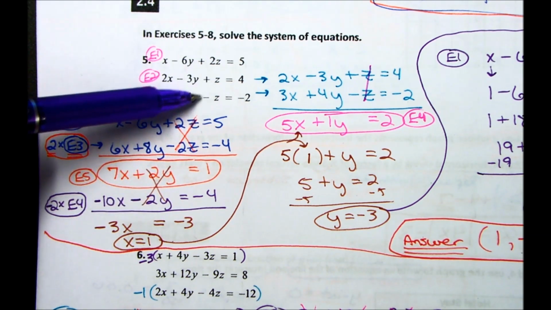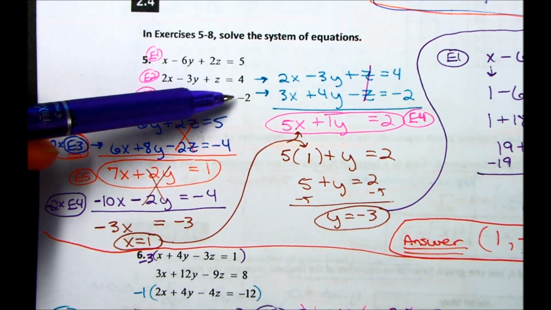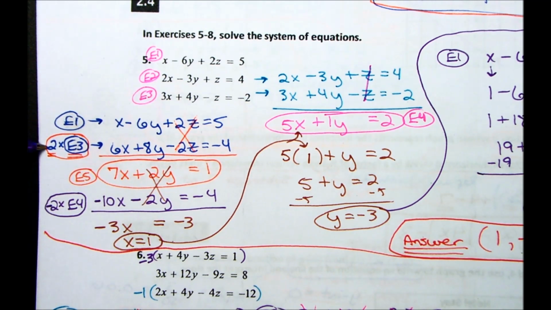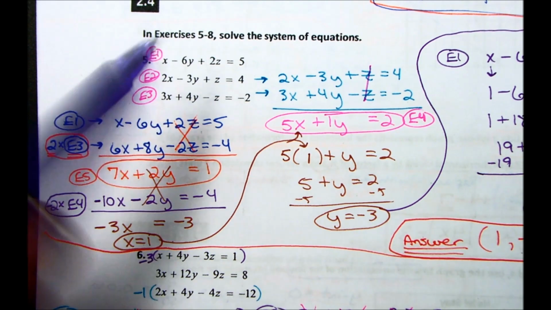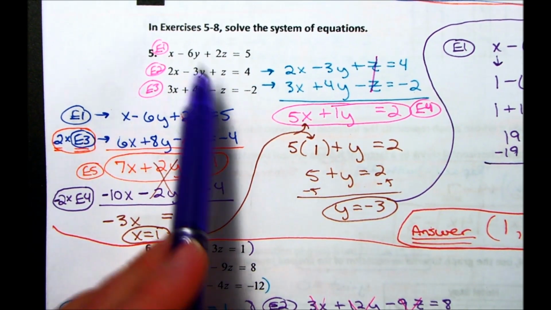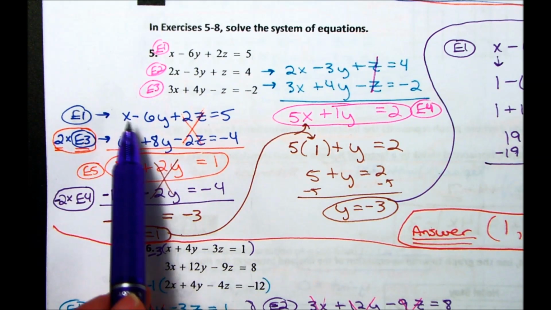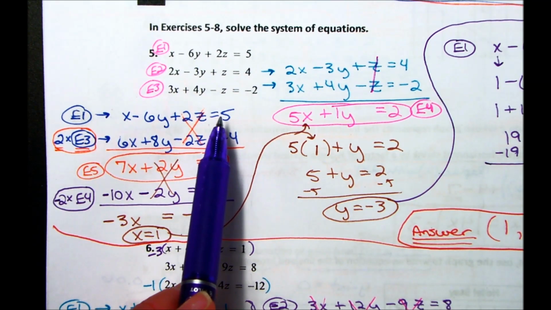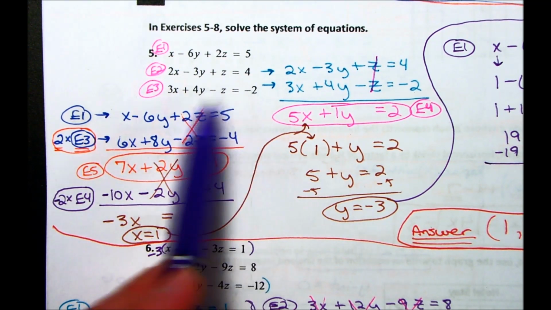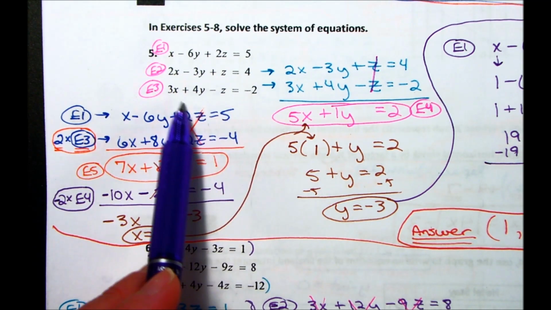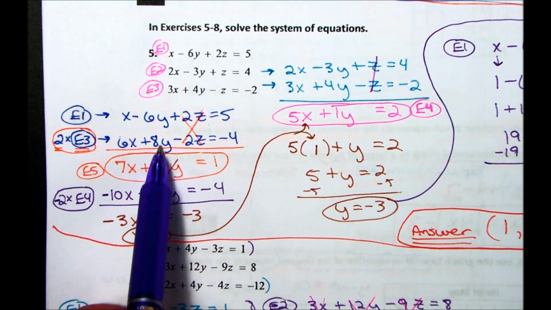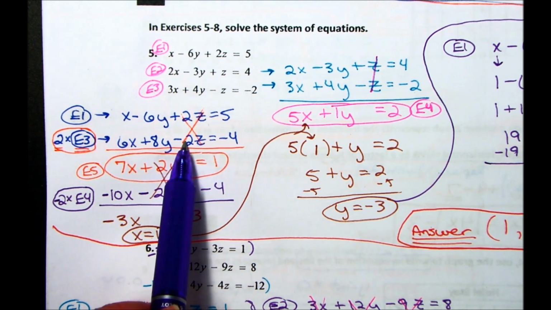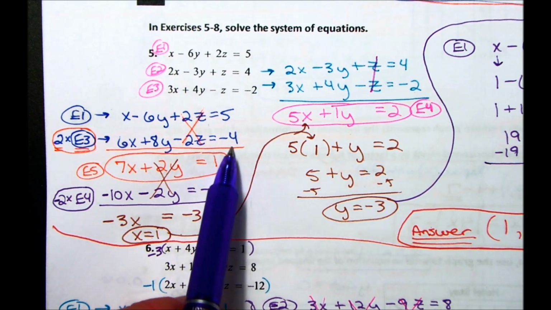Well, since the third equation already has a negative, it would make sense to multiply this third equation by 2 to make it a negative 2 here to cancel with the positive 2 there. So this is where I showed that work. The first equation, I just rewrote it: x minus 6y plus 2z equals 5. And then I took the third equation and multiplied each of my terms by 2. So 3x times 2 is 6x, 4y times 2 is 8y, negative z times 2 is negative 2z, and negative 2 times 2 is negative 4.